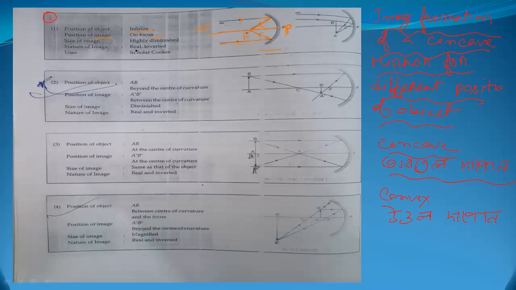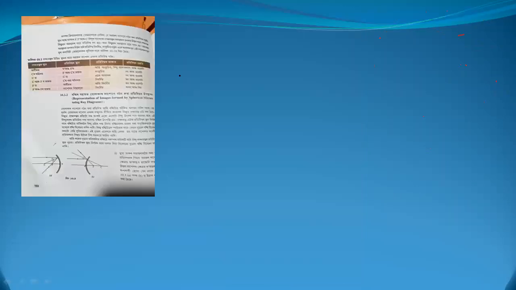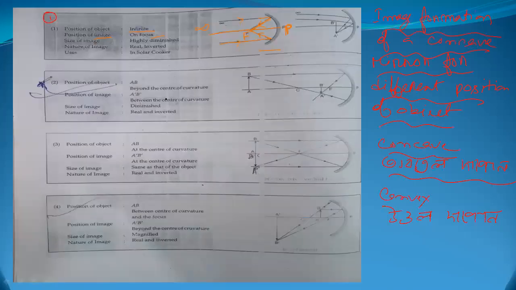So nature of the image is what? Real. Real means real image. Virtual means virtual image. Nature means the nature of the image, so nature will be real and inverted. Inverted means upside down. Erect means upright. So nature of the image will be real and inverted.